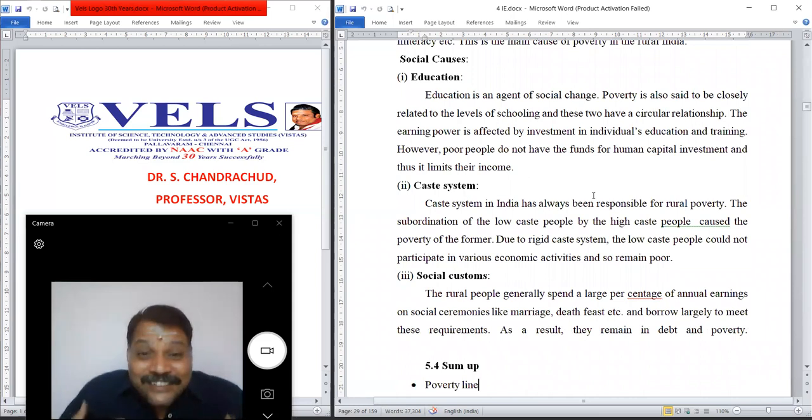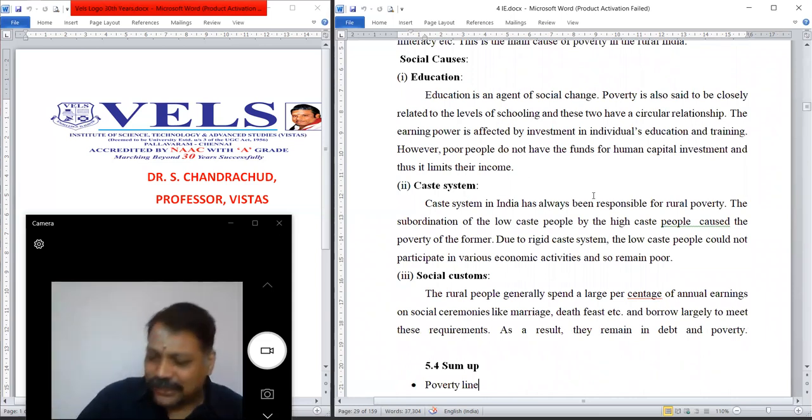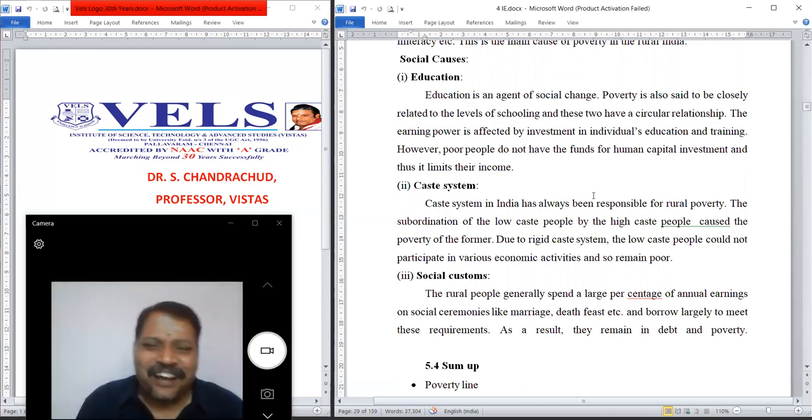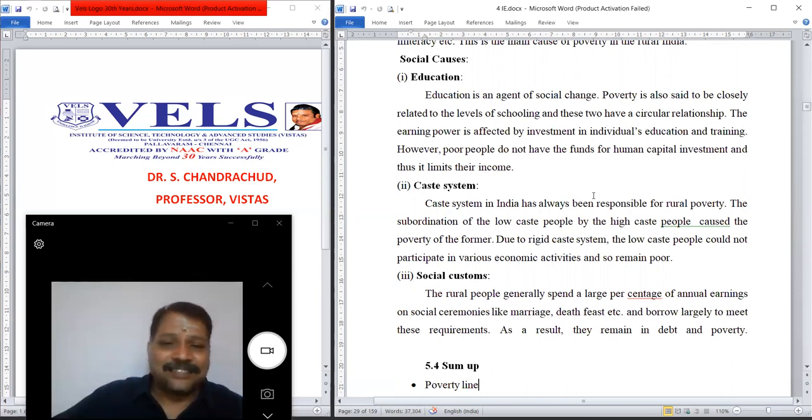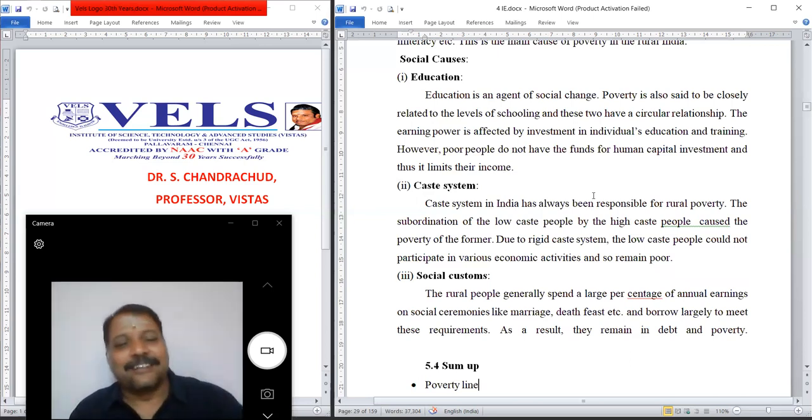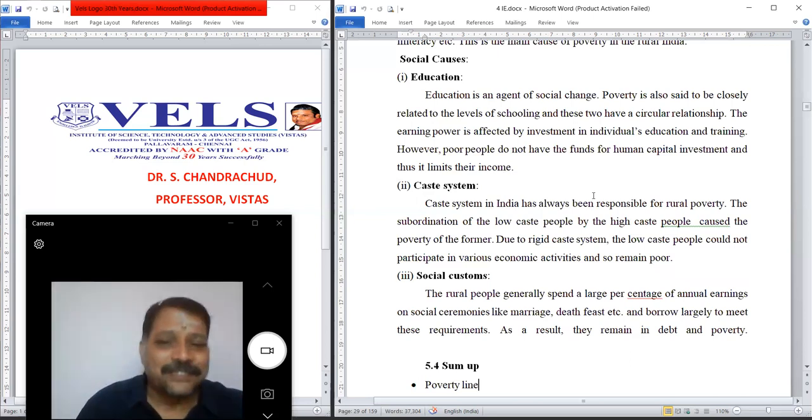Finally, we have social custom. That social custom also induces poverty. The rural people generally spend a large percentage of annual earnings on social ceremonies like marriage, death, and so on. They spend that money in an unproductive manner. They borrow largely to meet these requirements. As a result, they remain in debt and the poverty is persisting.